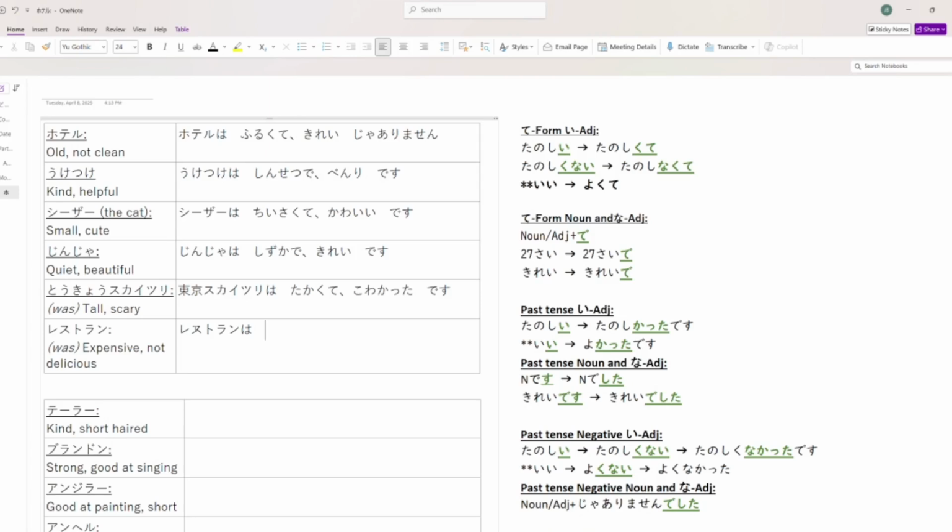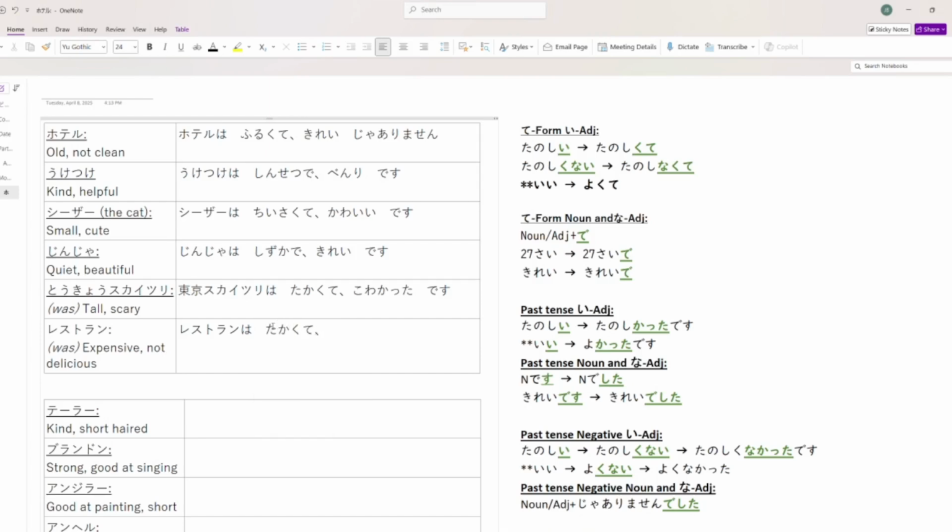Takakute. So remember, even though this is past tense, the first thing that we're turning into te form, that doesn't change. It's only the last thing that determines it's all past tense. I'm still struggling to get my head around it. Okay, I see. Yeah, so takai becomes takakute.